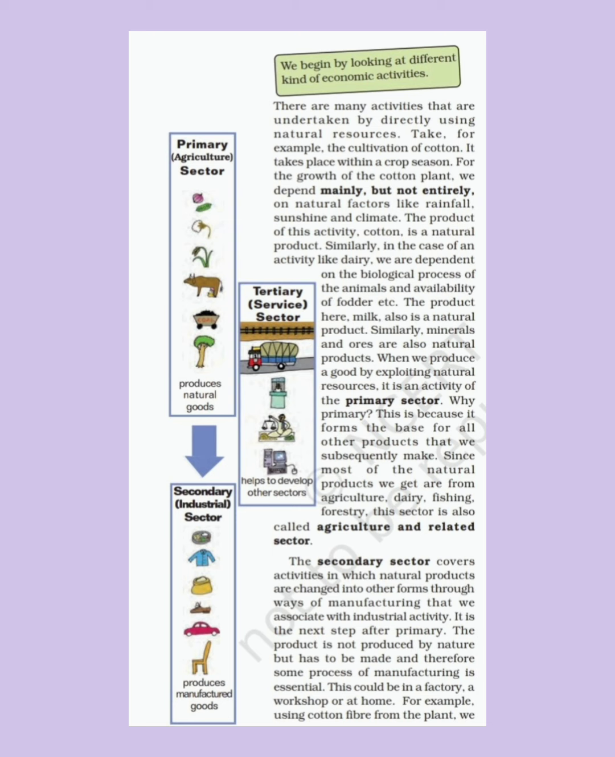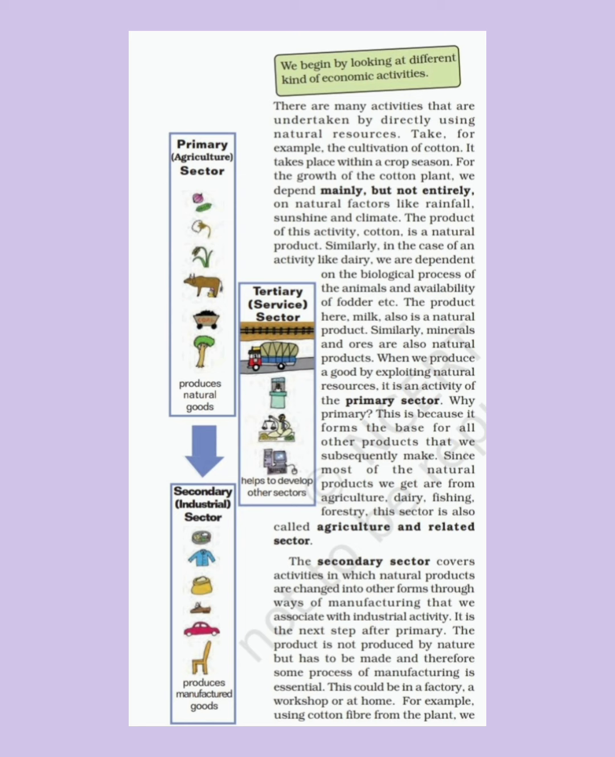So when there is the production of a good by exploiting natural resources, it is an activity of the primary sector. Again, I will repeat. In very simple language, whenever there is production of any good by exploiting natural resources, that activity can be categorized as an activity of the primary sector. Now, why is it so? This is because the goods that are produced in the primary sector are the basis of other products that are then subsequently made.